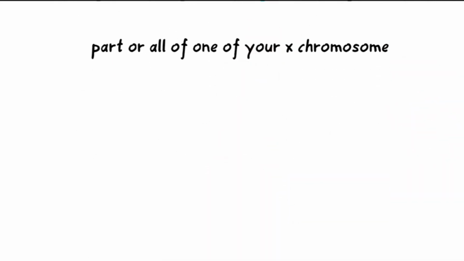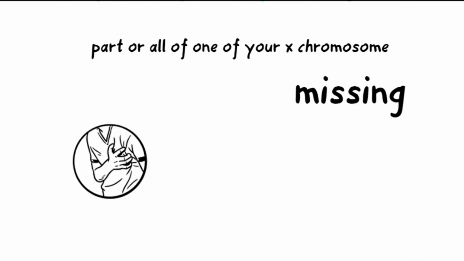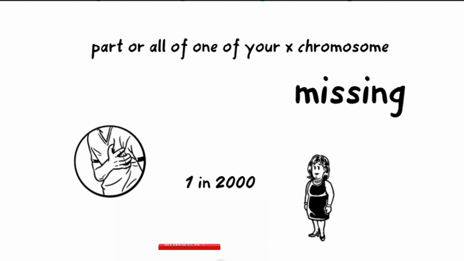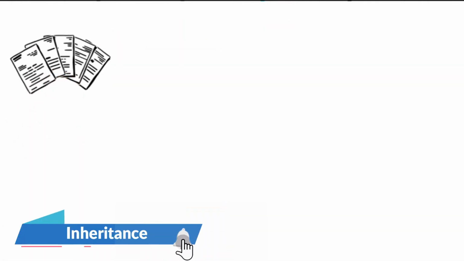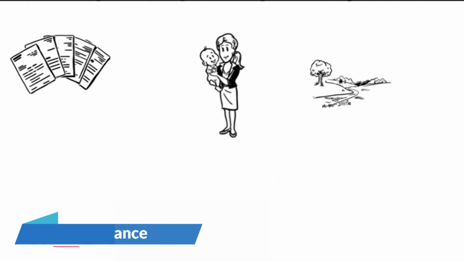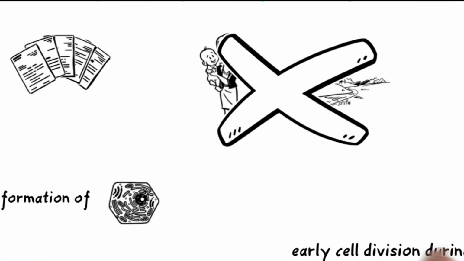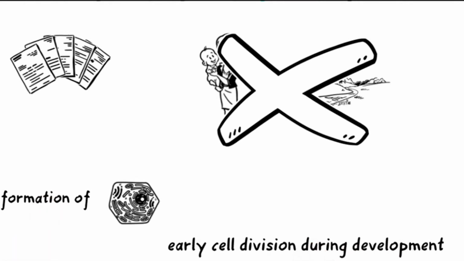Turner syndrome occurs when part or all of one of your X chromosomes is missing. This condition affects approximately 1 in 2,000 females. Unlike other genetic conditions, it is not inherited from parents. Mother's age and environment have no influence either. Rather, it occurs during formation of the reproductive cells in a parent or in early cell division during development.